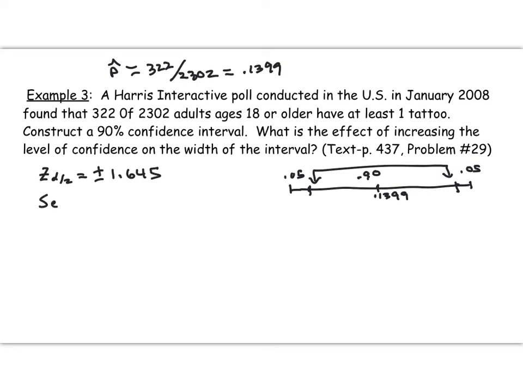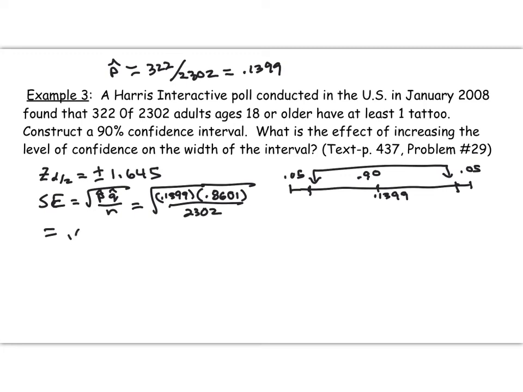Standard error is going to be the square root of p hat q hat over n: 0.1399 times 0.8601 over 2302. Why can't these numbers be nice? I calculate 0.0072. Hopefully you do too.